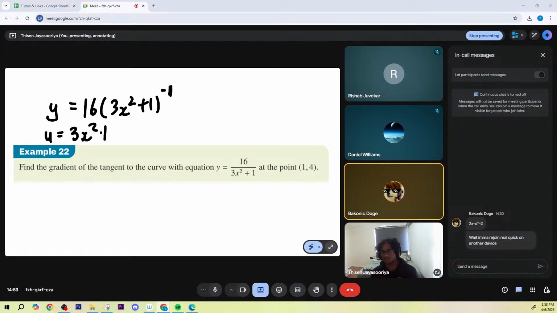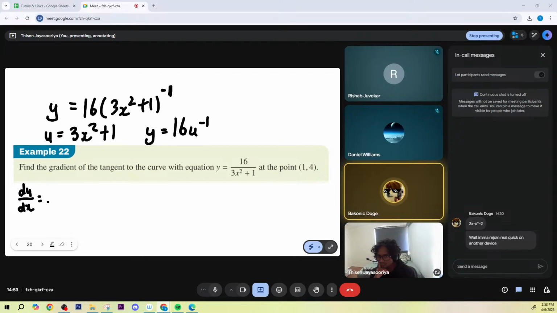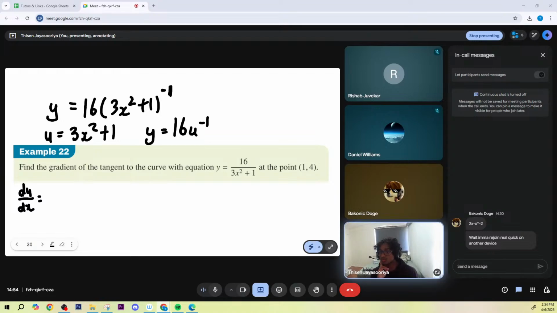Yeah. So then what does that turn y into? 16 u to the power minus 1. Yep. So that means here, what is the derivative of u in terms of x? What? Minus 16 u to the power minus 2. So du on dx. So that's this one, not dy.